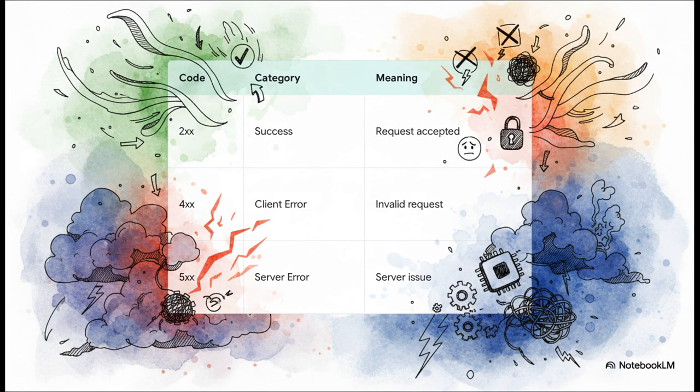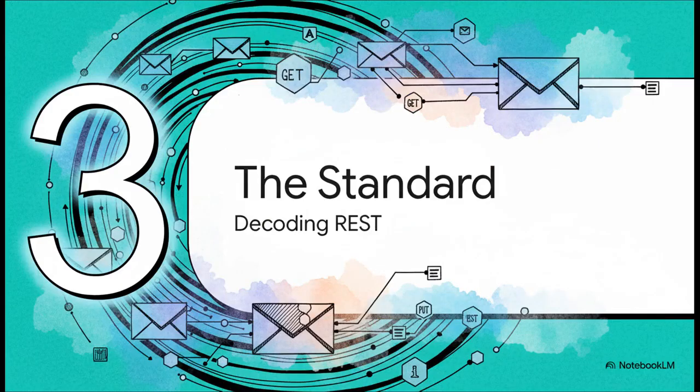And when that package arrives, APIs use a standard cheat sheet of status codes to instantly tell you what happened. A 200-level code? That's a high five. Complete success. Your request was accepted. A 400-level code means a client error. That means you messed up. Maybe you're unauthorized. Or you hit the infamous 404 not found. And if you see a 500-level code, that's a server error, which means their servers are currently having a really bad day. Which brings us to Section 3, the standard.